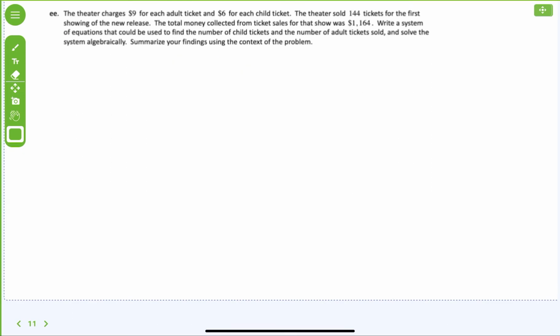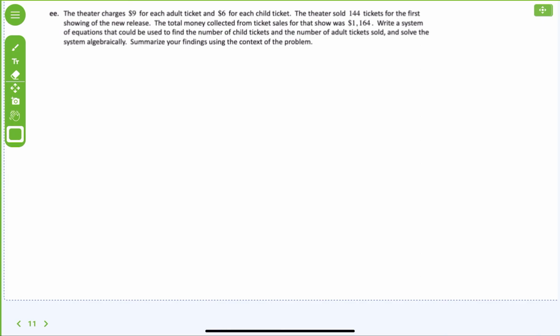Now, let's see if I put another one on there. EE says the theater charges $9 for each adult ticket and $6 for a child ticket. The theater sold 144 tickets for their first showing of the new release. The total money collected for ticket sales for that show was $1,164. Write a system of equations. Find the number of child tickets and the number of adult tickets sold and solve the system algebraically. Summarize it.